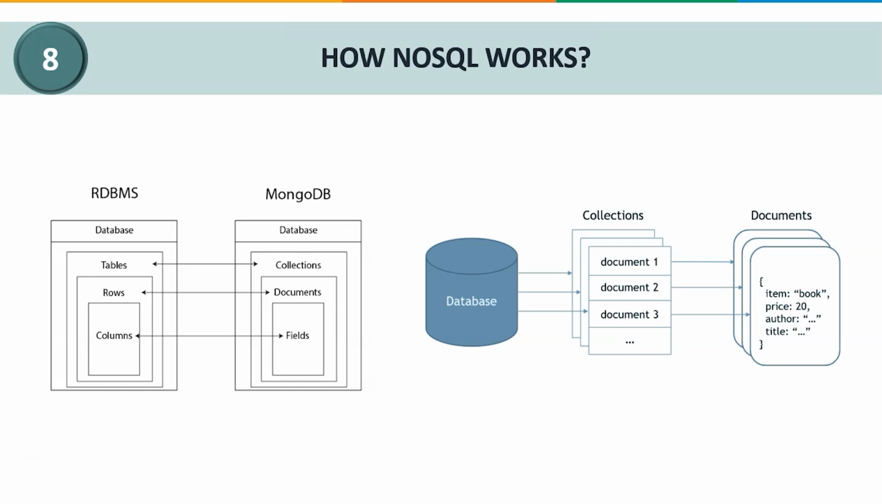Next, let us understand how exactly a NoSQL database works. For that, I'm going to take the example of the MongoDB database. Now, MongoDB is based on the NoSQL document store model in which data objects are stored as separate documents inside a collection instead of a traditional column and row of a relational database.